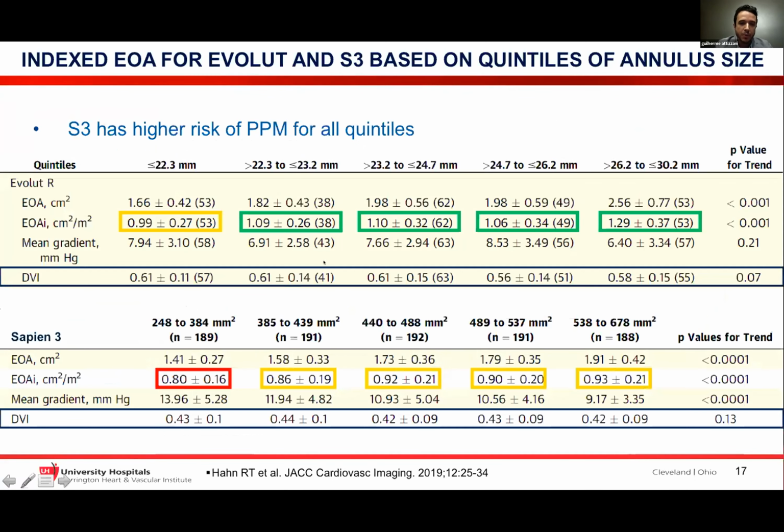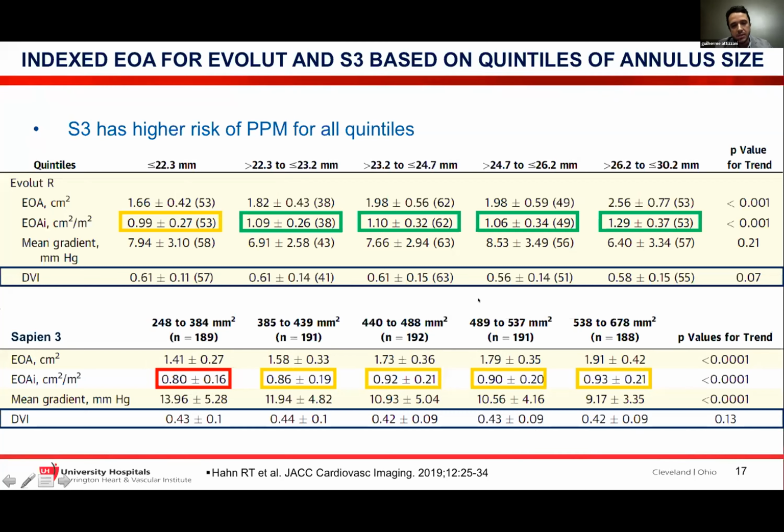And looking into this data from Pibarot, when we pay attention to the quintiles into which she divided these patients, looking at the possibility of patient prosthesis mismatch, it was more often happening with Evolut. So looking at the DVIs, the DVIs of Evolut were consistently better compared with the DVIs of Sapien.